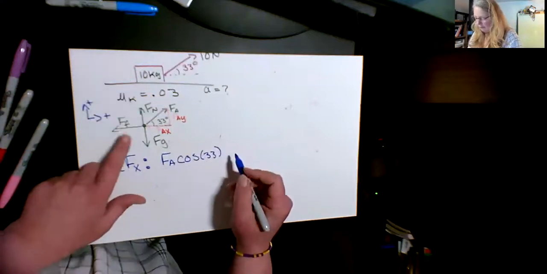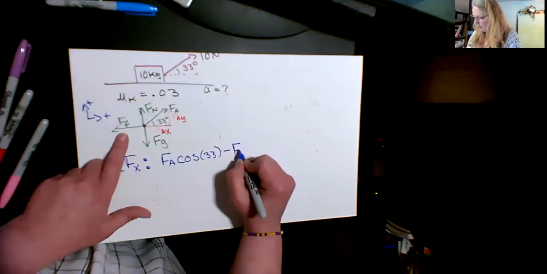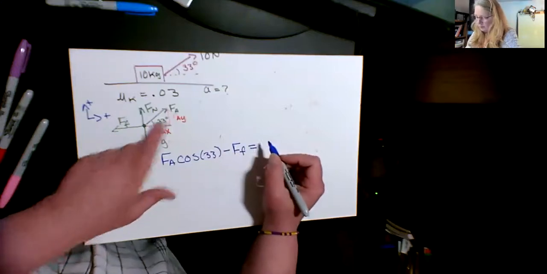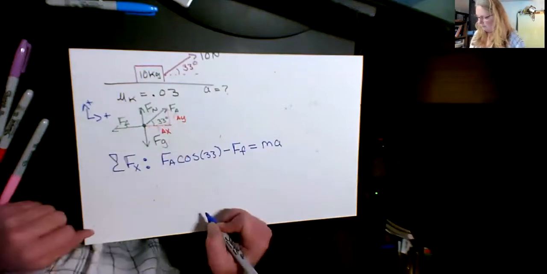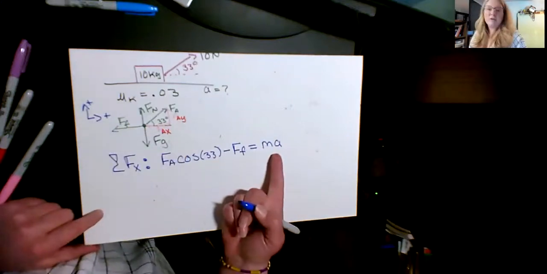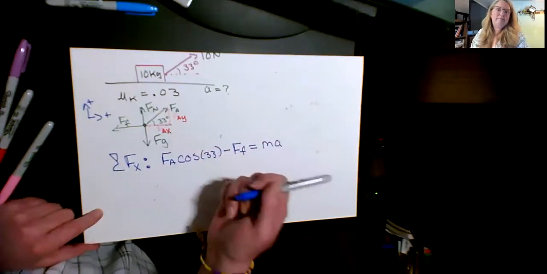Now, do I have any other forces? Yes, I do. I have that force of friction in the x. So minus the force of friction equals, well, it wants to know what the acceleration is, mass times acceleration. And I'm pretty confident in my choice of directions that it's going to be accelerating that way. And let's see if I'm right.